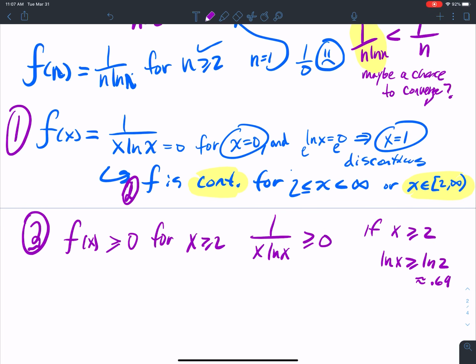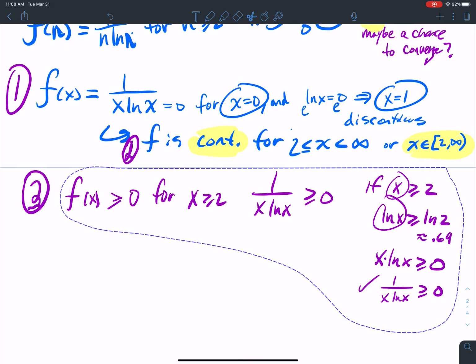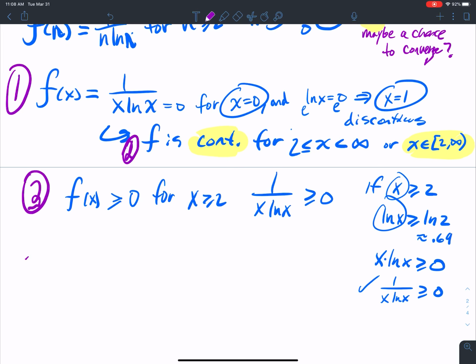So if both of those are positive, then x ln x multiplied together is still positive. And if that's true, then 1 over x ln x is still positive. So we're good, this is a positive number. That's the second part right there. A lot of work to use the integral test. All right, number 4.